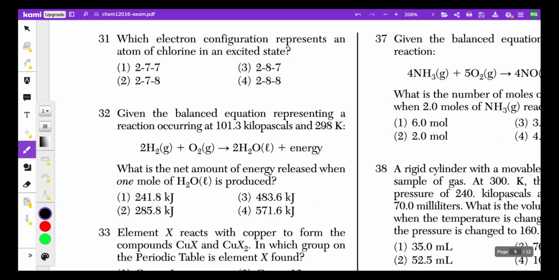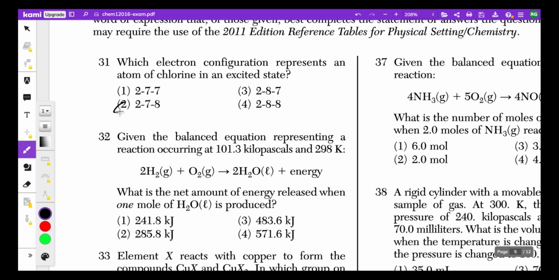Now imagine chlorine is in an excited state. Imagine one of the electrons from the second shell goes to the third shell. Then the new electron configuration will be 2, 7, 8, right? The number of electrons on the second shell decreased by 1, and the number in the third shell increased by 1. So which one is it? Well, 2, 7, 8, number 2.